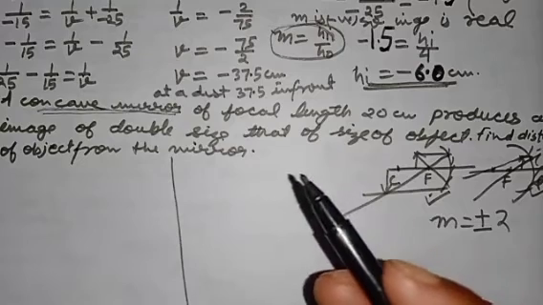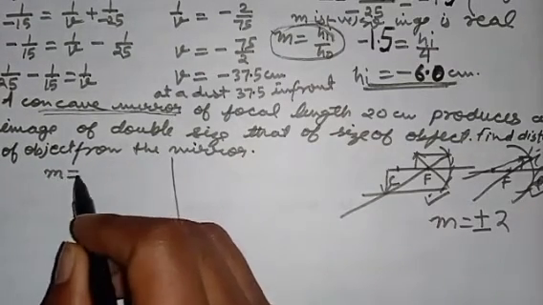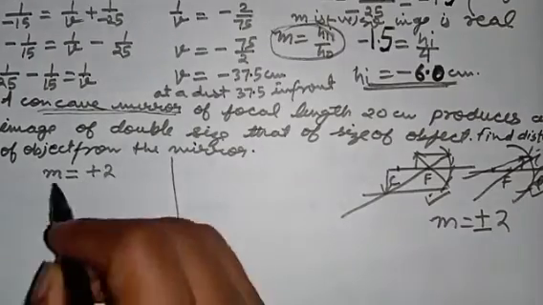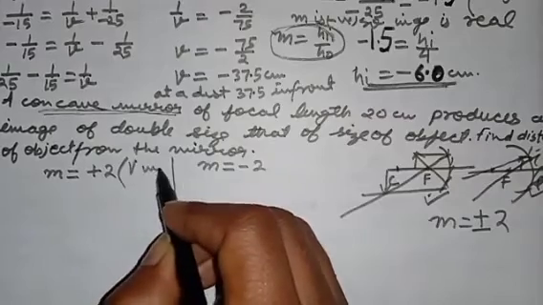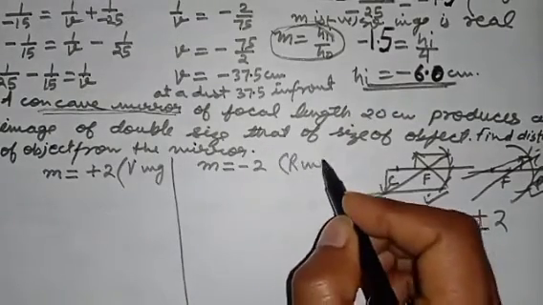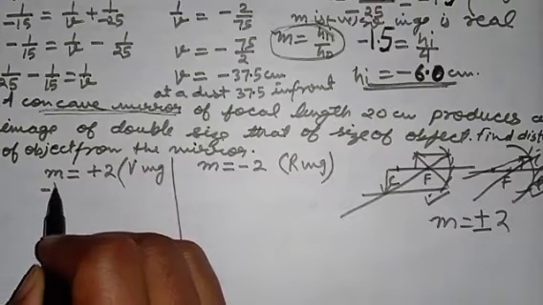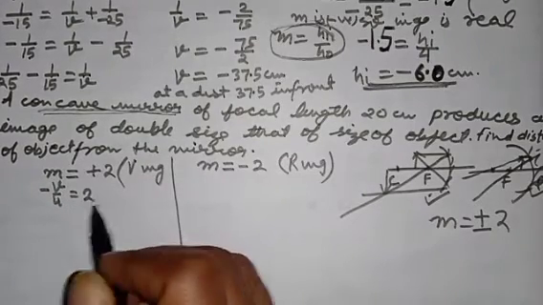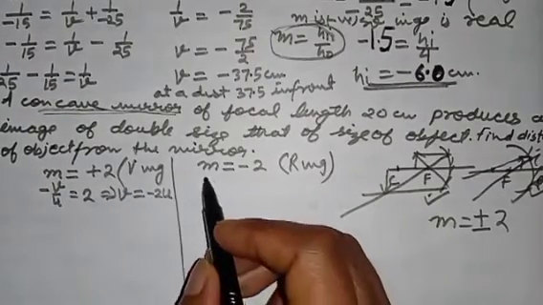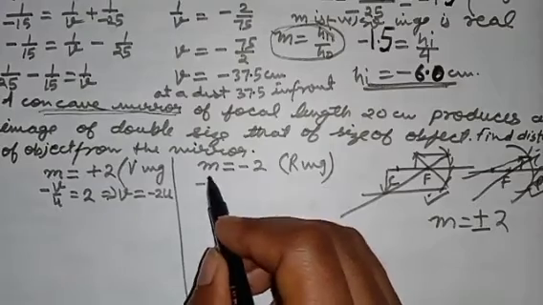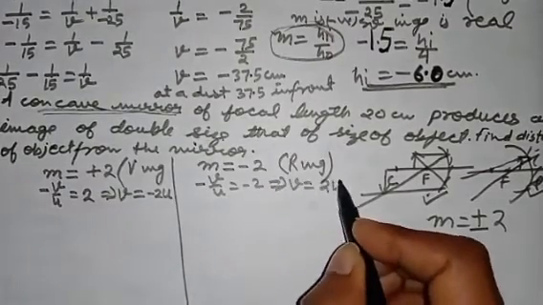But if they say find possible distances, then m equal to plus 2 or m equal to minus 2, for virtual image or real image. Okay, so we know that m is equal to minus v upon u, that is equal to 2. So v is equal to minus 2u, and here this is minus v upon u equal to minus 2, that is v equal to 2u.